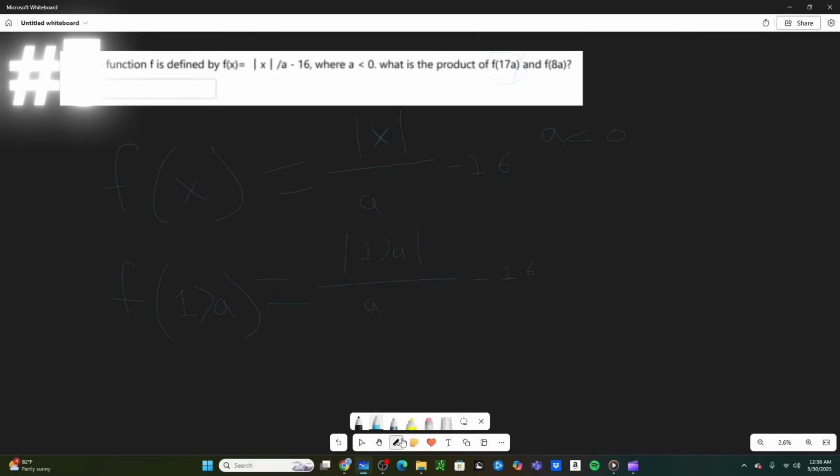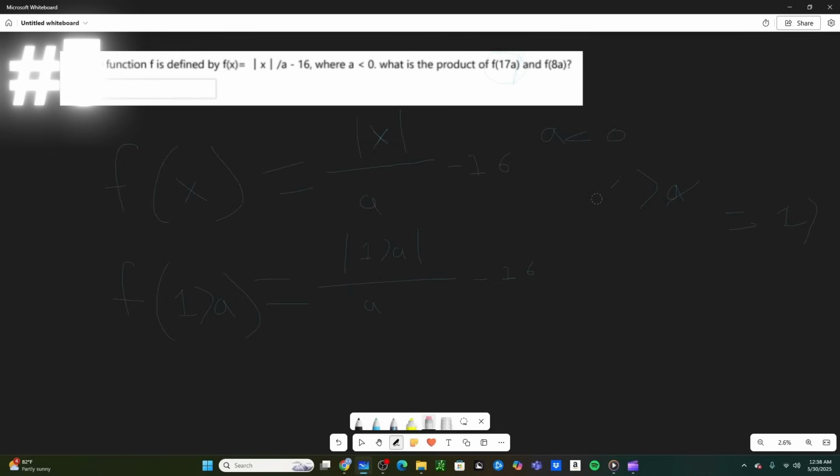Most students are going to see this and say f of 17a means absolute value of x, I'm plugging in 17a for x. The mistake most students make is they say, well, the absolute value of 17a is just 17a, right? Absolute value of something is just, if something's negative, it becomes positive. But this is already positive, so it just stays positive. 17a over a, right? That's 17. You cancel out the a's.